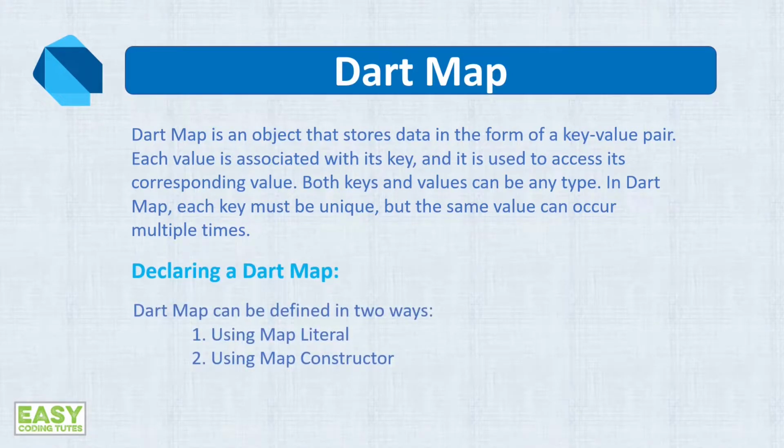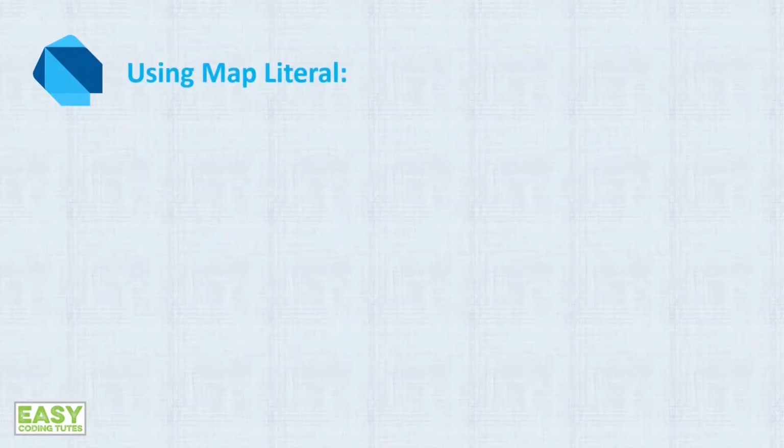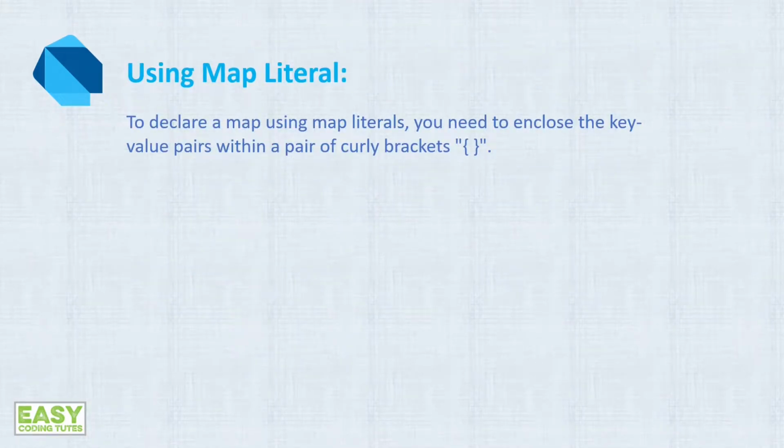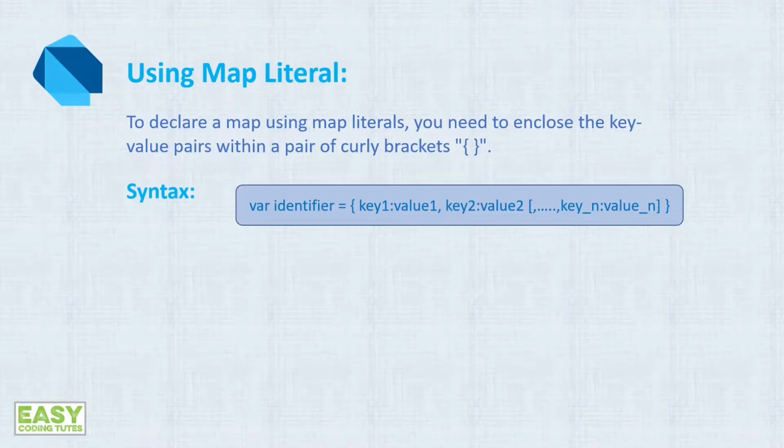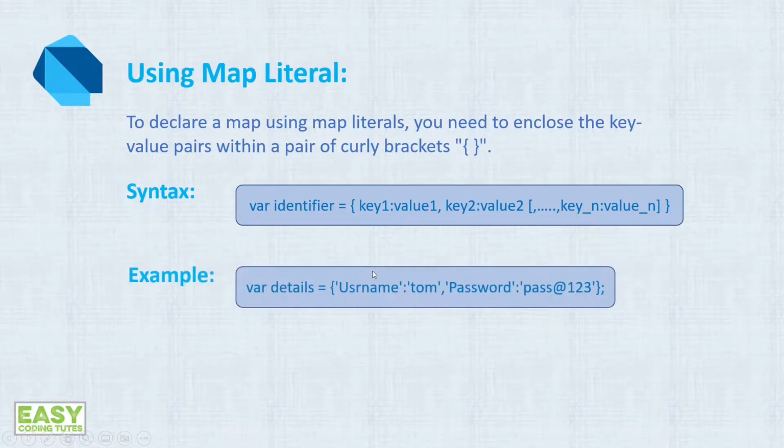So we can declare Dart map in two ways. The first one is using map literal and the second one is using map constructor. So let's see the first one, that is using map literal. To declare a map using map literals, you need to enclose the key value pairs within a pair of curly brackets. So here is the syntax for that. Here we have identifier equal to key 1, then we have a value for this key, and key 2, then we have value for this key 2, and thus we can have n number of keys and n number of values. So here we have an example for the same.